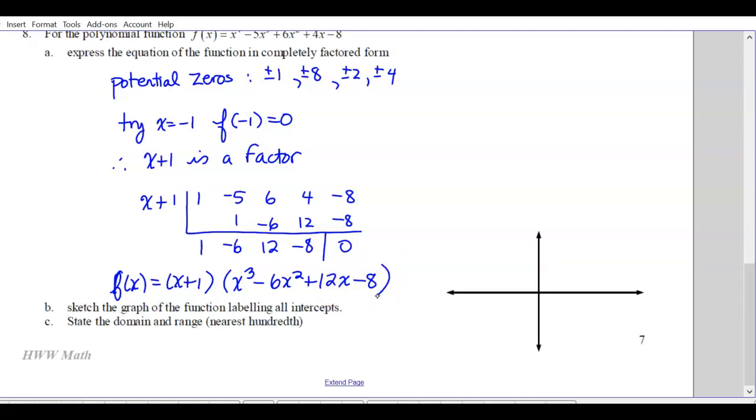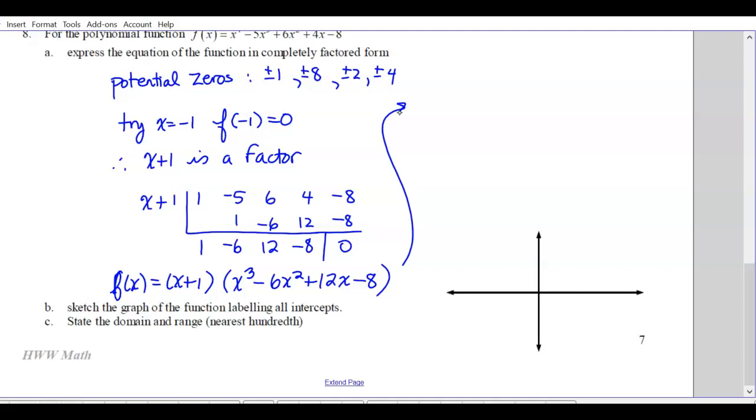Okay. I don't know how to factor that, right? So I'm going to have to do the same process again. Now, in our calculator, we can still use some of those potential zeros, right? They still have to be part of it. It still comes from that.